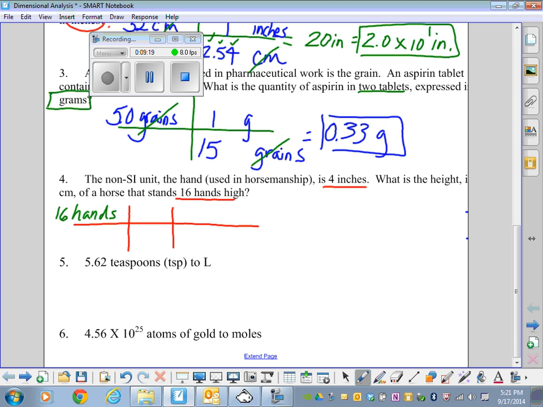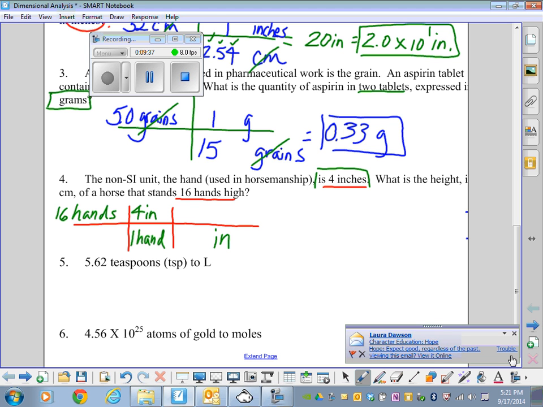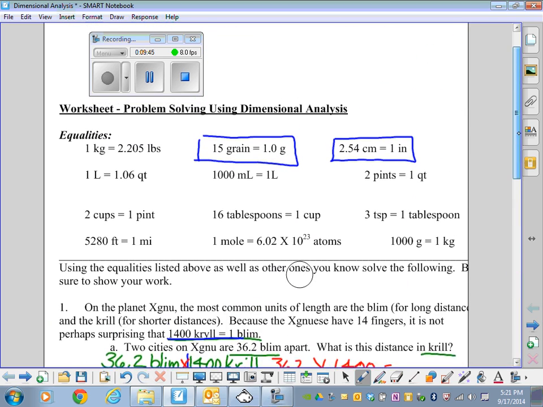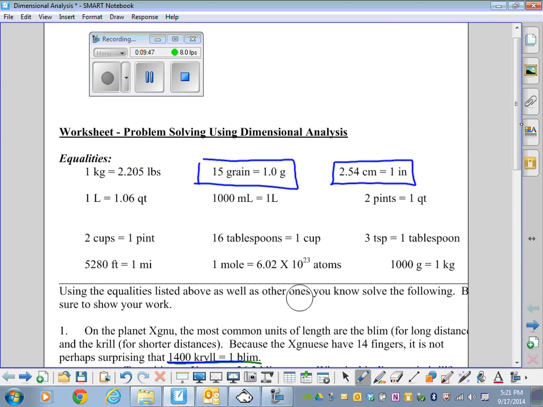My given amount is 16 hands, and we know that 1 hand, and that was told to us right up above, is equal to 4 inches. Okay? So we're in inches, we bring inches down, and we're looking for centimeters. So centimeters will go on the top.